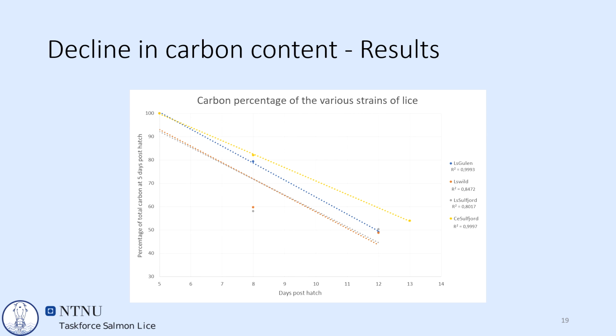At 12 days, the Lepeophtheirus salmonis strains had between 45 and 50% of their initial carbon content, while CE sulfur, Caligus elongatus, had 53% of the starting carbon content at 13 days, so it had a bigger percentage left, a day later.